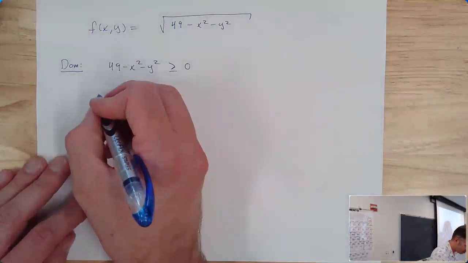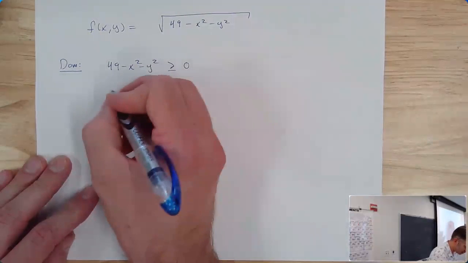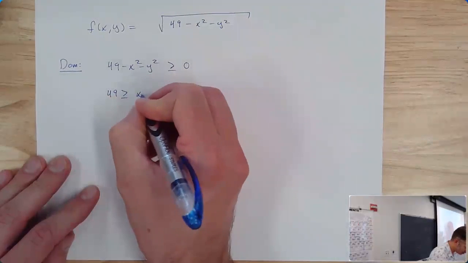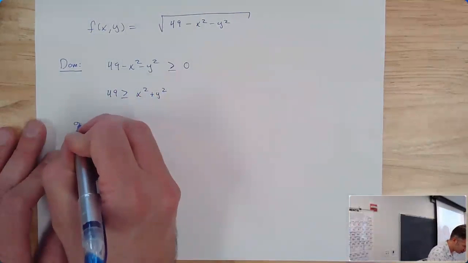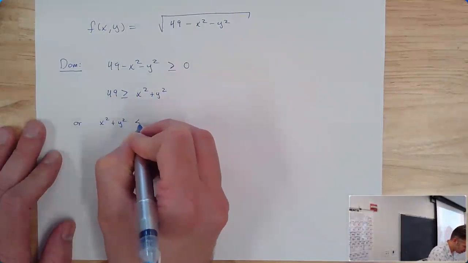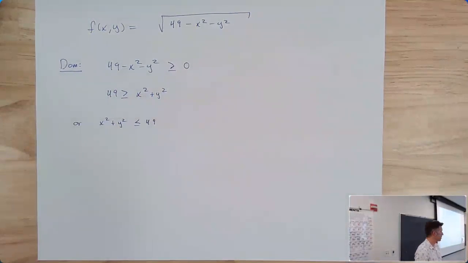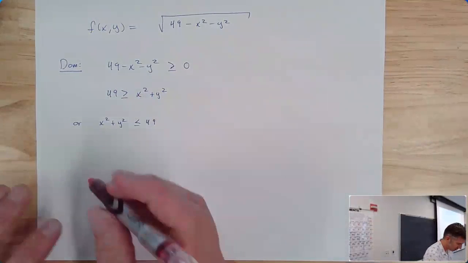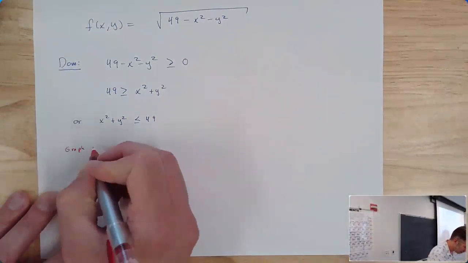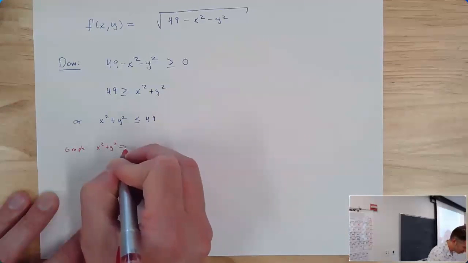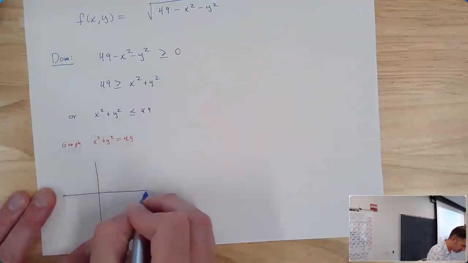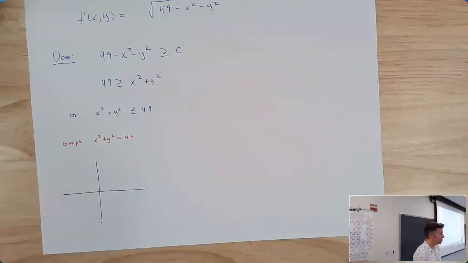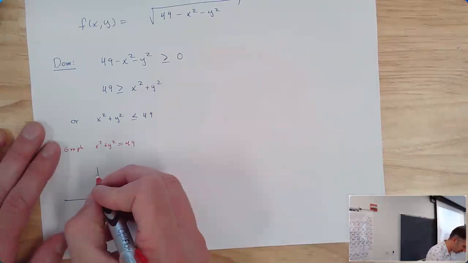That's going to leave me with, I'm going to bring it over to the right and say 49 is bigger than or equal to x squared plus y squared. Or if you prefer to have your variables on the left, x squared plus y squared is less than or equal to 49. I'm going to graph x squared plus y squared equal to 49, which is a circle, center at the origin, radius 7. And I am going to draw it solidly this time because I do want to include that boundary. I want the points where this is equal, as my inequality says.